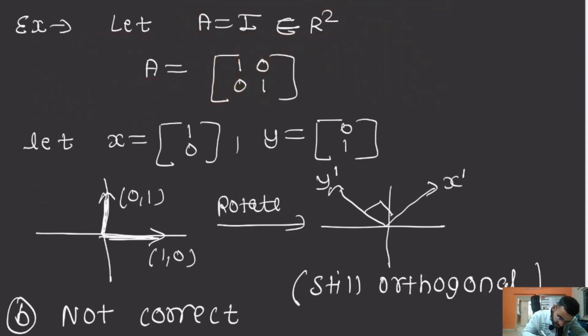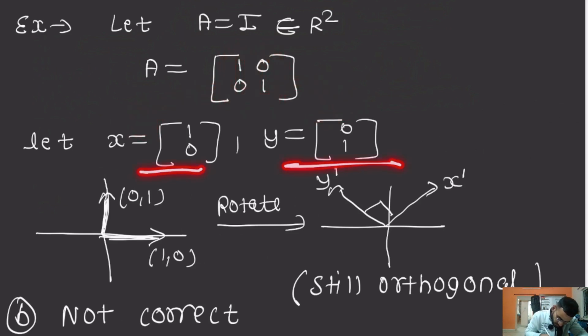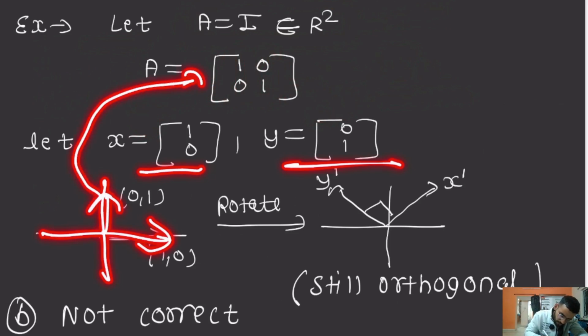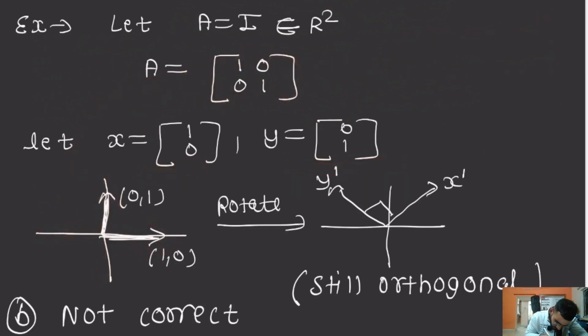Let's say we take this column as vector x and this column as vector y, and we plot x and y. Then x and y are orthogonal to each other, and the matrix formed by x and y is an orthogonal matrix. So what if we rotate this x and y by an angle theta? If we rotate this x by an angle theta, then it becomes x dash.